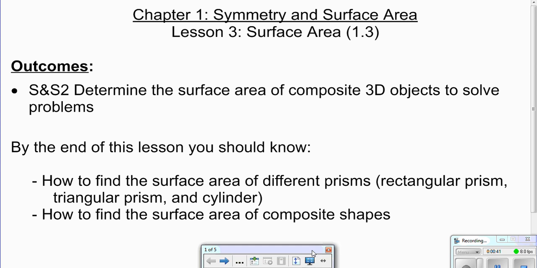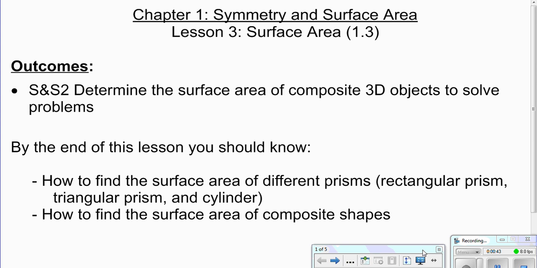If you have not watched lesson 3A or lesson 4A, it might be beneficial to you, especially if you're not sure about nets or about finding just the area of a rectangle or triangle or circle. Give them a quick watch as a refresher.